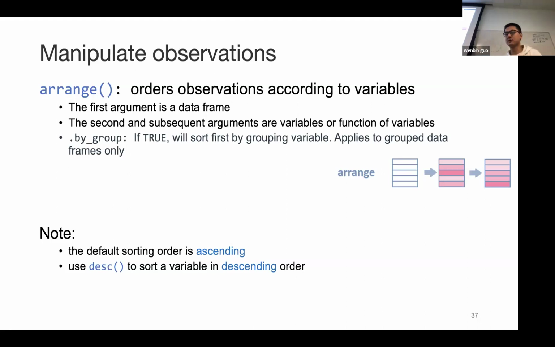It also has an argument, by group. Basically, if it's true, then it will first sort by the grouping variables. Grouping variables we will talk about later using group by. But here it actually can support grouped arrange. The default sorting order is ascending, that means smallest to highest. If you want to do the opposite, the reverse way, you can apply the desc function to the variables inside arrange, and then it will sort the variable in descending order.